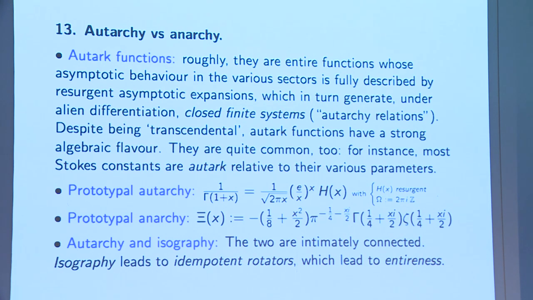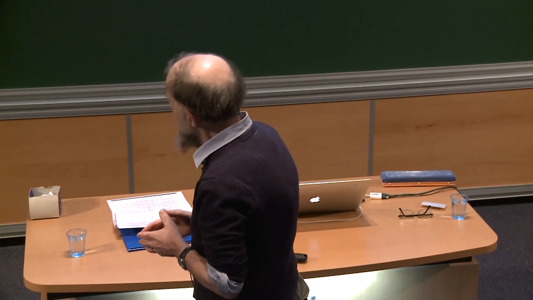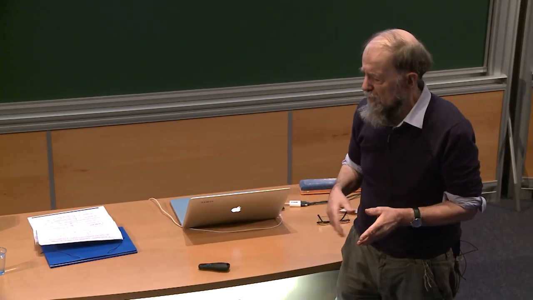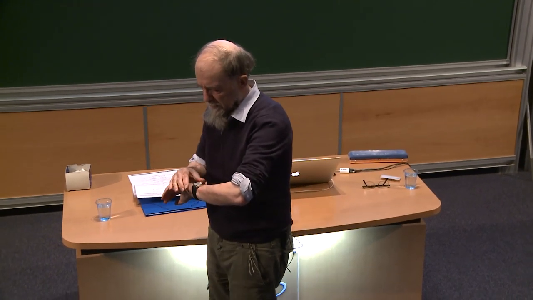You see, it's on its own an entire function, but on the right side there's this asymptotic expansion, which is well known and which combines with the first ramified factor to destroy the ramification and to produce something which, despite the resurgence, turns out to be entire. And then the showcase instance of anarchy is, of course, the xi function, which is associated with the Riemann zeta function, because, alas, there's this strip which defies accurate description. So the two things, isography and autarchy, are closely connected. And as I mentioned, I gave three examples.